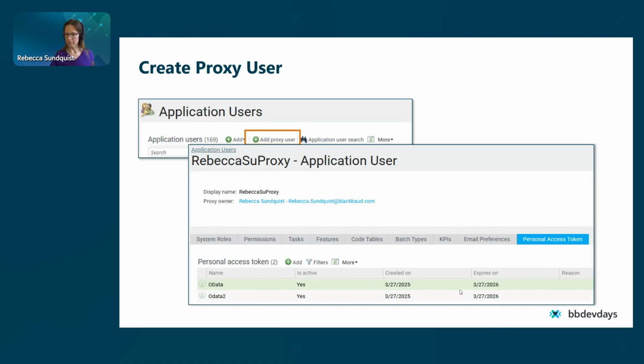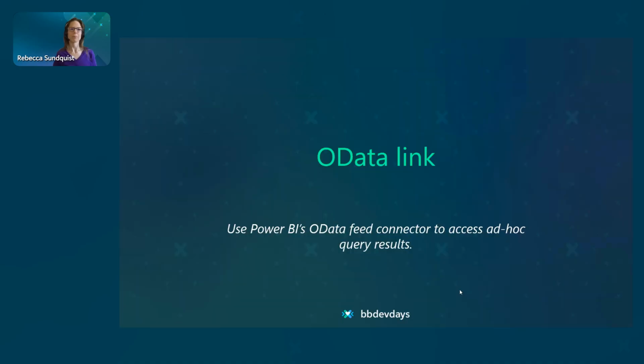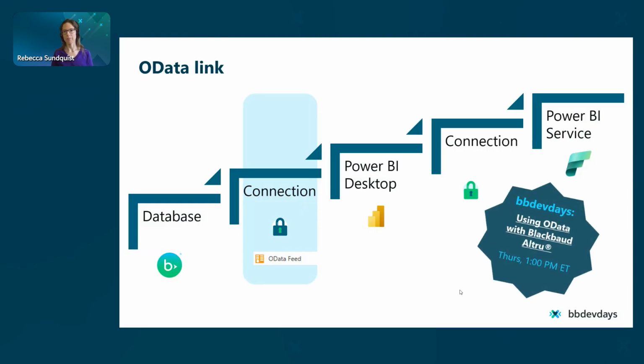The reason being that they're only active for 365 days. So as you approach the end date of one token, you'll want to bring the next token online so that you can start transferring the credentials in any reports and processes that we're relying on that proxy user. So we'll see that proxy user in action here as we talk about using an OData link.